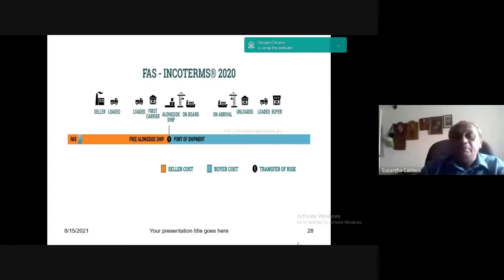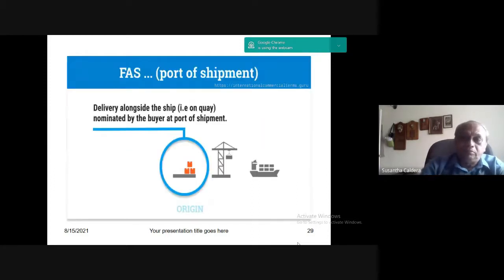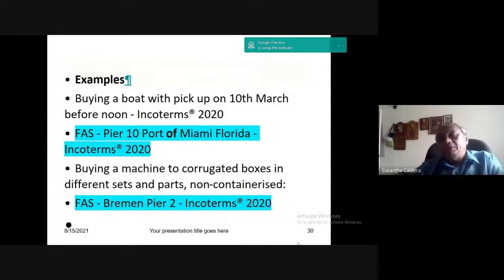FAS: now little by little, the seller's cost will be shifting from left to right. Now up to alongside the ship, it is all the seller's cost. Very good balance. Examples: buying a boat with pickup on 10th March before noon, Incoterms 2020. FAS, alongside ship, Pier 10, Port of Miami, Florida. What is Pier 10? Pier 10 is the jetty. Just as we have Pier 1, Pier 2, Pier 3 at the Colombo port, you have to mention the pier.